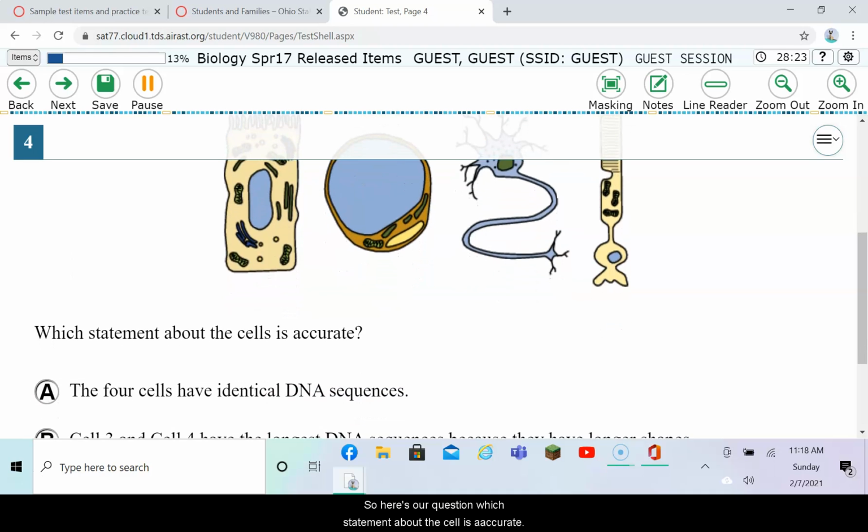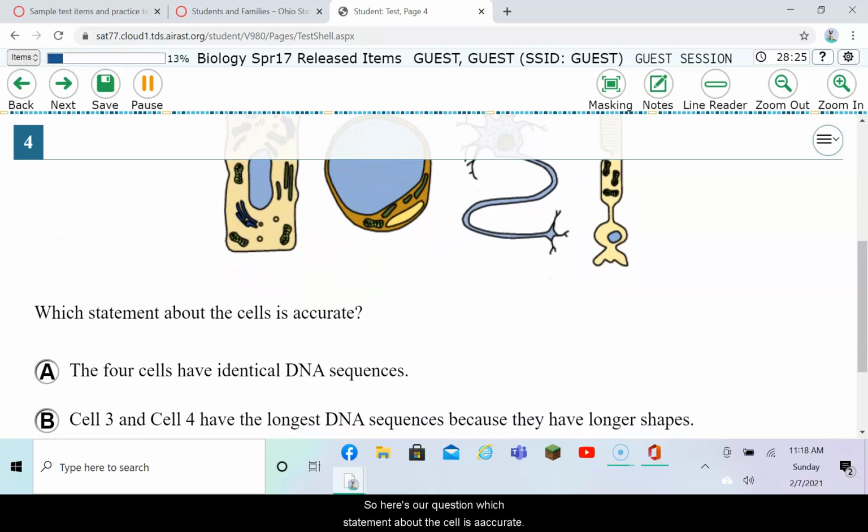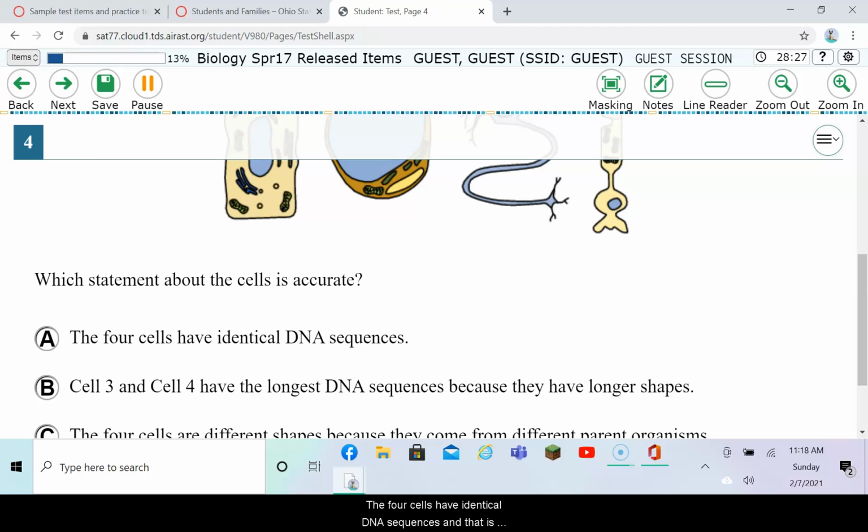So here's our question. Which statement about the cells is accurate? The 4 cells have identical DNA sequences, and that is the correct answer. It doesn't matter if you come from a hair cell, you come from a blood cell, it doesn't matter. Your DNA is going to be the same if you are the same animal.